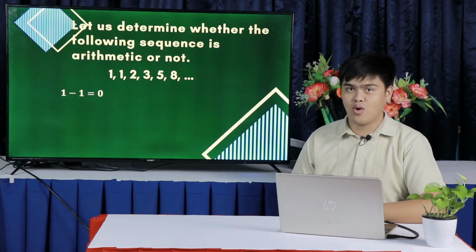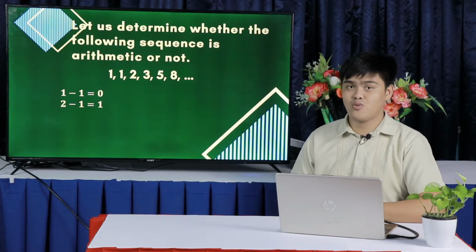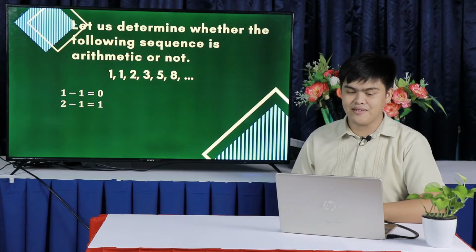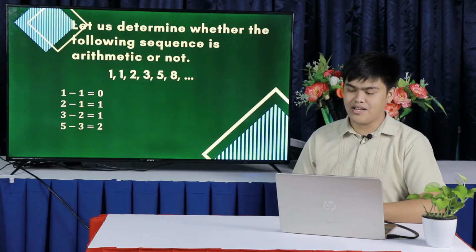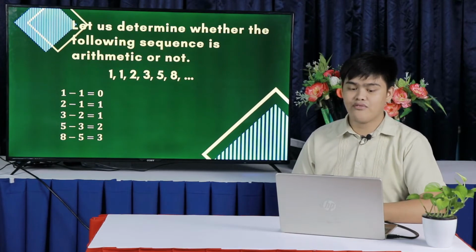1 minus 1 is equal to 0. 2 minus 1 is equal to 1. 3 minus 2 is equal to 1. 5 minus 3 is equal to 2. And 8 minus 5 is equal to 3.